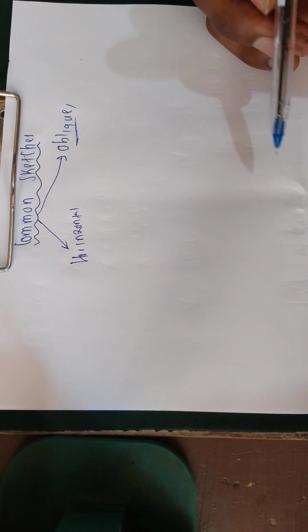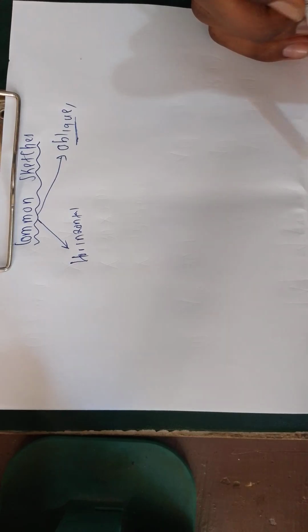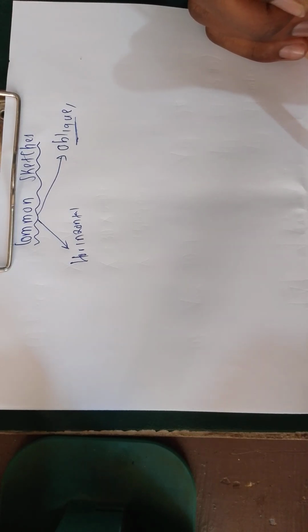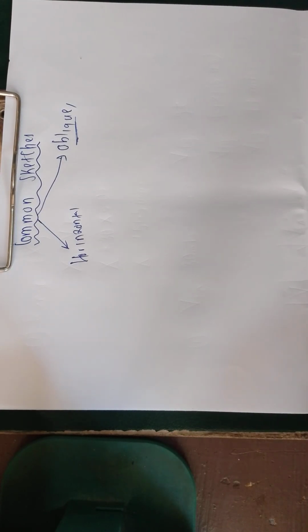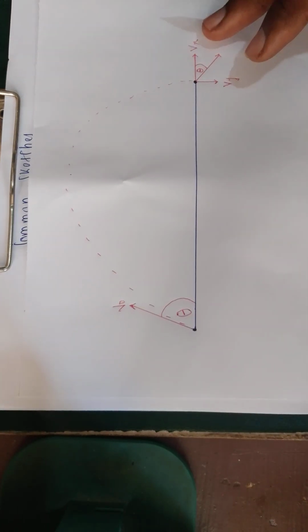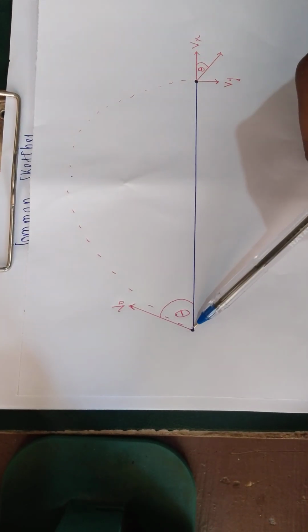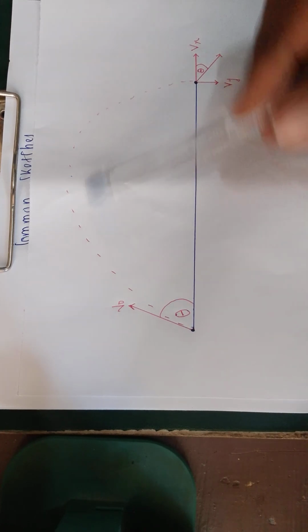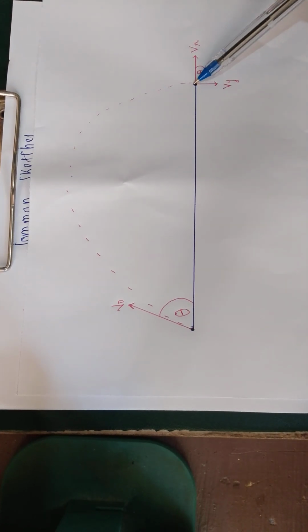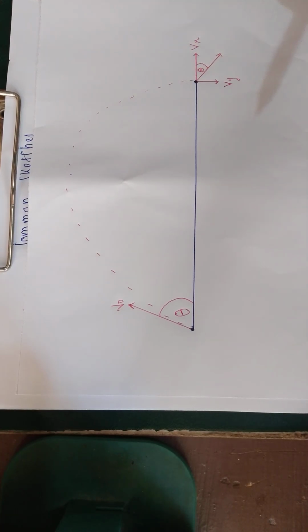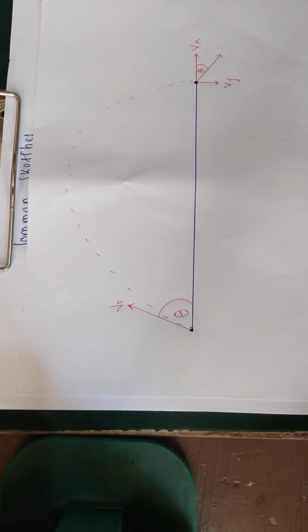Under oblique projectile motion, you have a number of sketches that you need to know. The most common sketch under oblique projectile motion is this sketch here, where you're given a ball projected from the ground, and it forms a parabola to end at a certain point here at the same level.